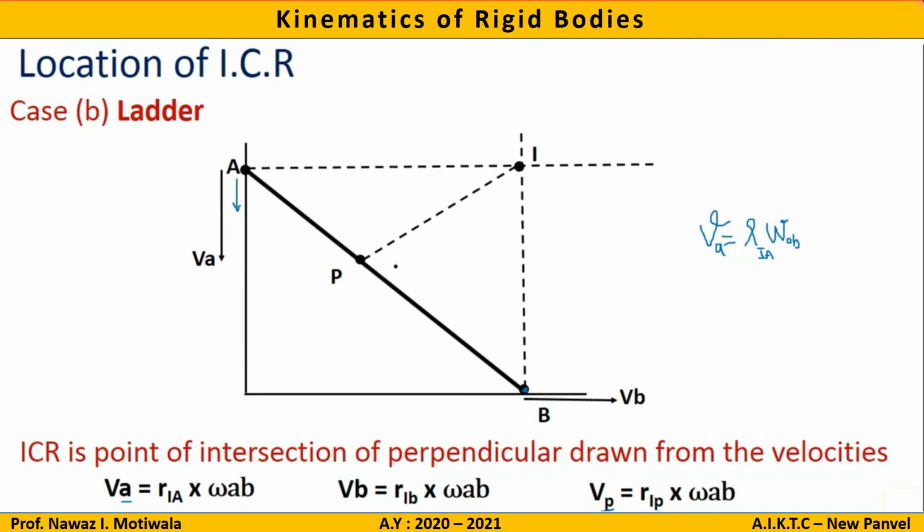We have also seen that angular velocity of the entire body remains the same. So omega will be omega AB. So with this we can find out the velocity at point P or any other point on link AB. I hope this logic of finding out ICR for the ladder case is clear to you.